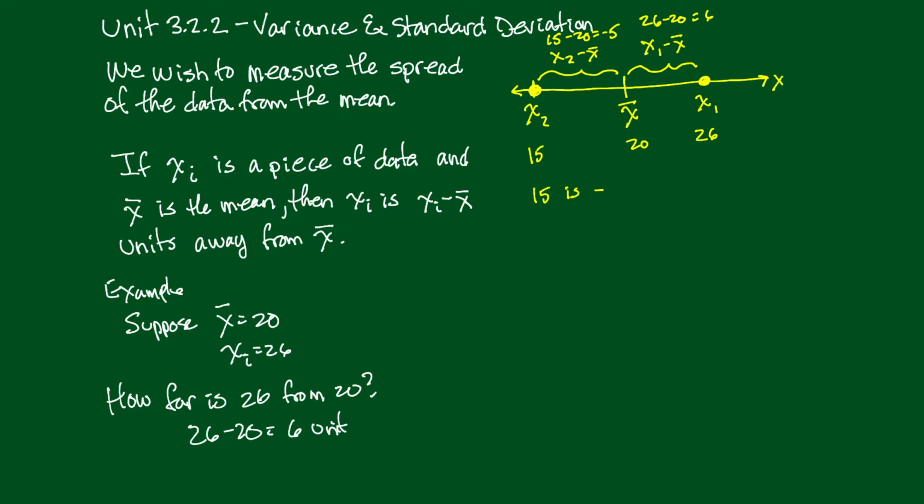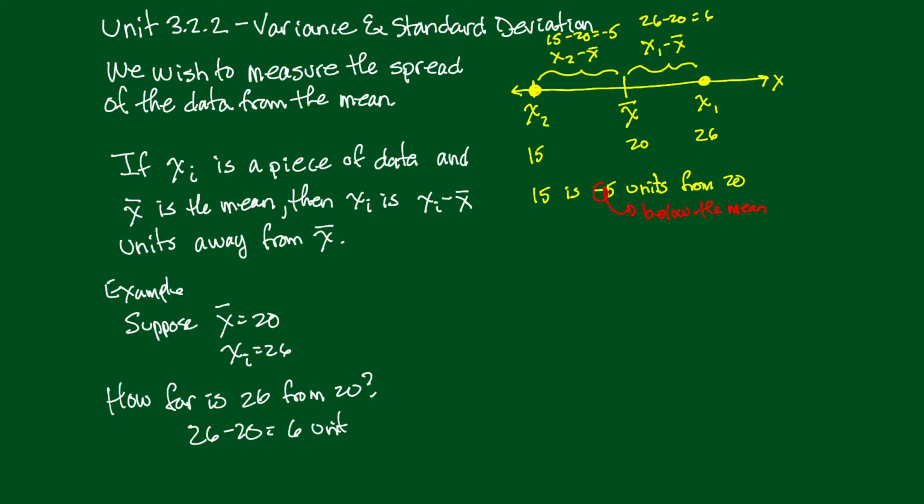15 is negative 5 units from 20. The negative means, let's say, below. I'll write it that way: below. Okay, so it's below the mean. So if you get a negative number, you know that data value is below the mean.